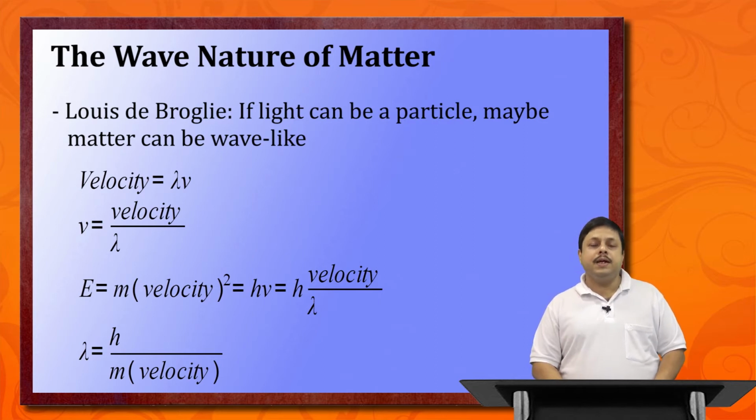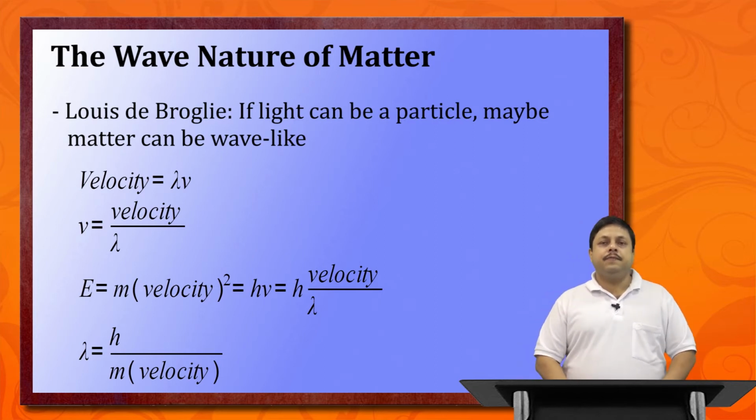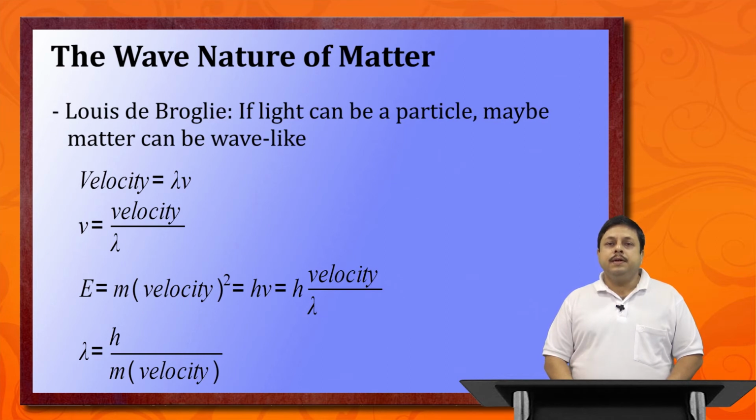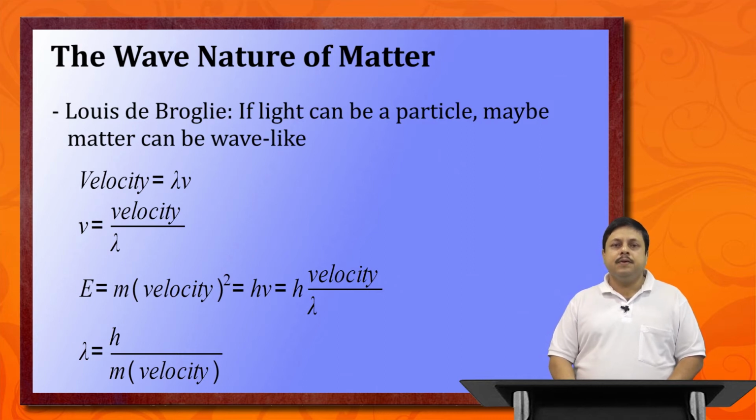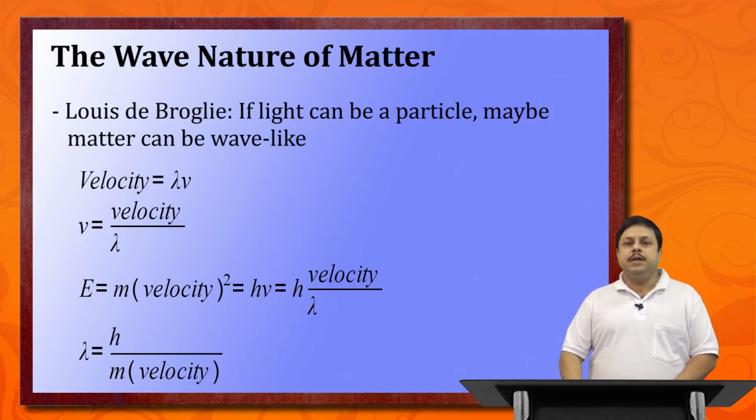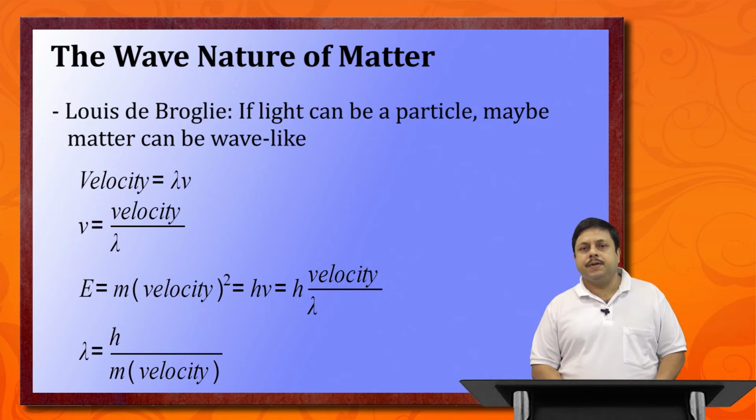De Broglie essentially found a formula for the wavelength associated with these matter waves, and it was found that this wavelength was related to the Planck's constant h and the momentum, that means mass times the velocity of that matter particle, by this simple relation. This relation is known as the de Broglie relation.